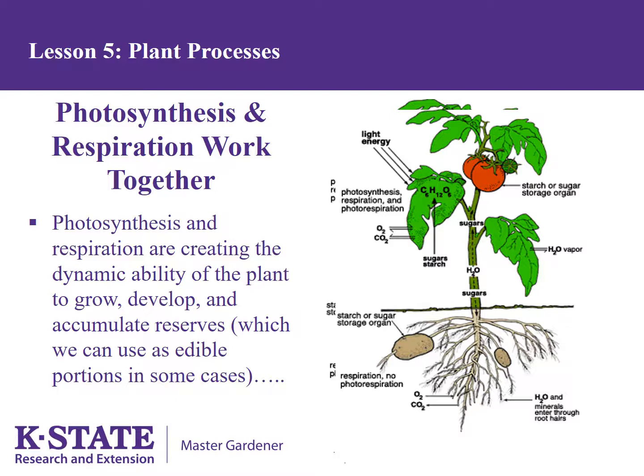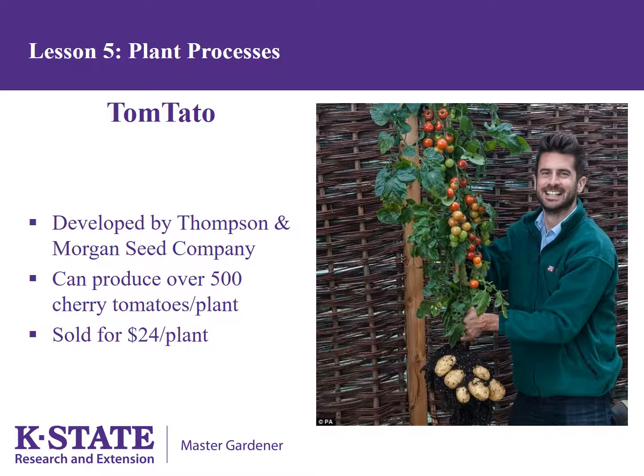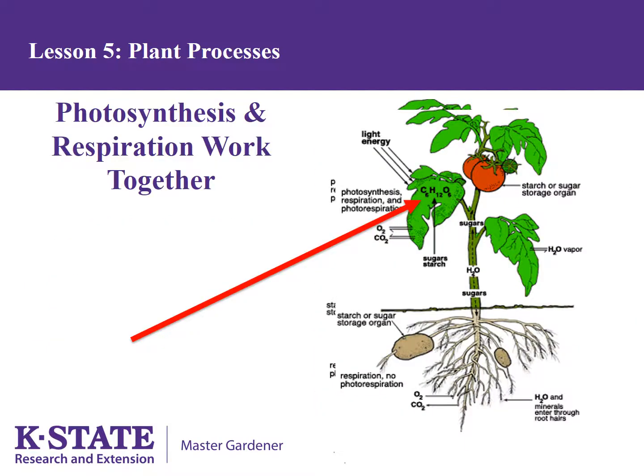Traditionally, these grafted plants have not been very productive. However, Thompson and Morgan spent 10 years developing a grafted variety that produces both tomatoes and potatoes. It is marketed under the name of Tomtato and can produce over 500 cherry tomatoes per plant. However, each plant sells for $24. Though this is cool, you can buy a lot of tomatoes and potatoes for $24, and all you have to do is go to the store.